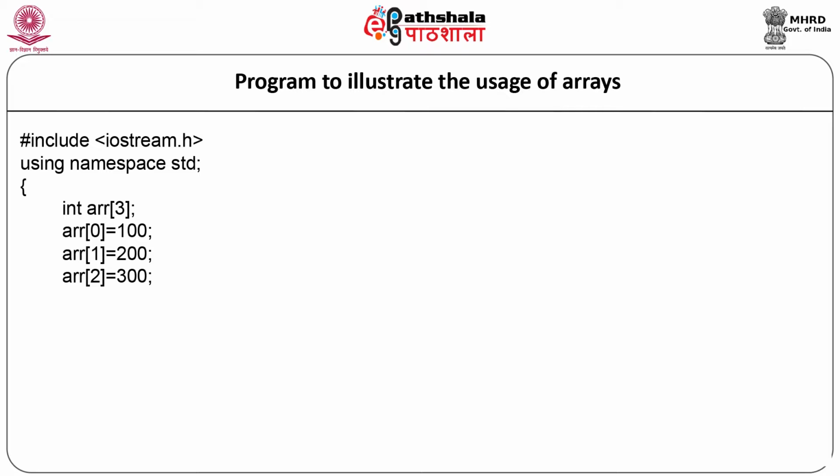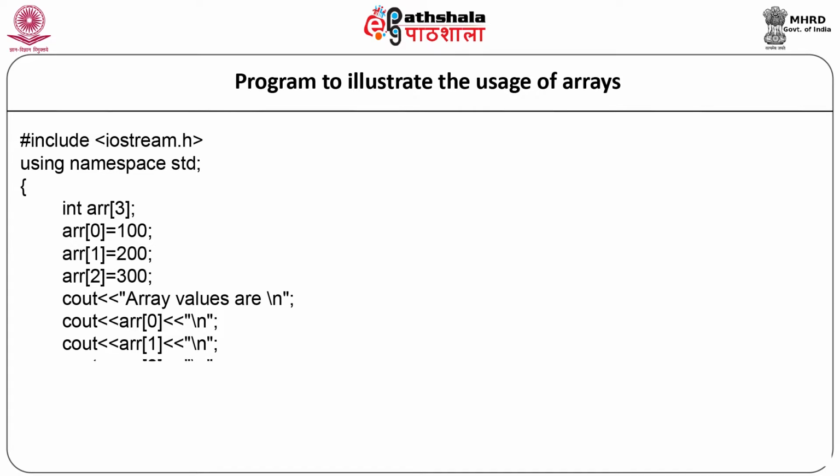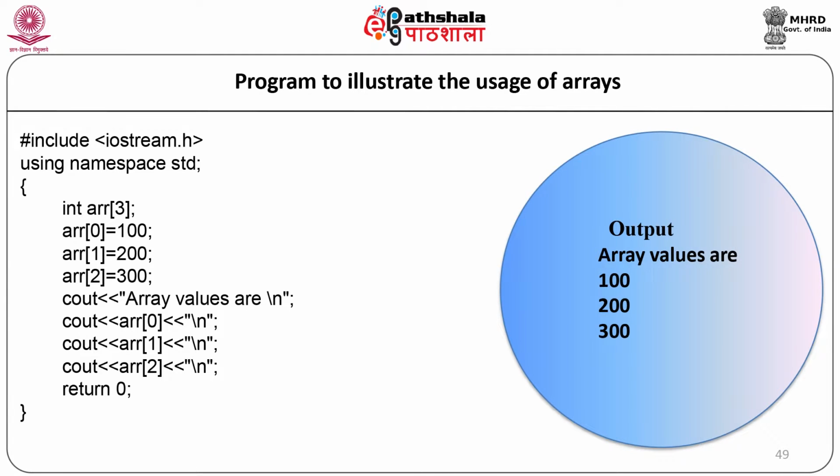Now we will display back the values on the screen. The array values are cout ar[0], cout ar[1], cout ar[2], return 0. When the above code is compiled and executed, it will produce the following result as 100, 200, 300 on a new line. Because after every cout statement we had used \n, so the value will be displayed on a new line.